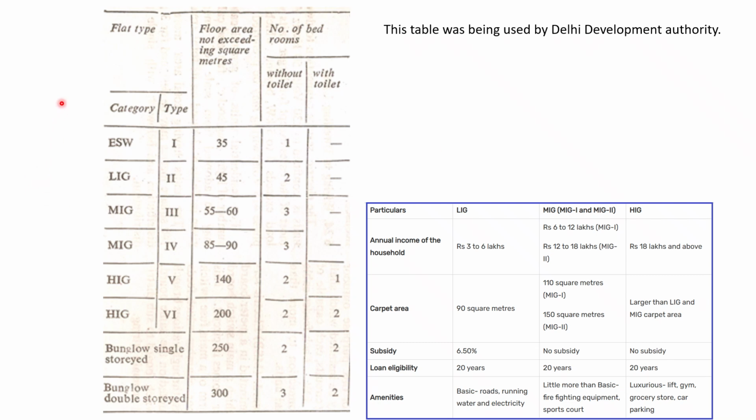Friends, previously DDA had a different type of classification system, which is described here. EWS means economically weaker section, and under that type 1 having floor area of 35 square meter, and it describes with toilet, number of bedrooms. For LIG, MIG, HIG, high income group, bungalow single story, they have given the floor area and number of toilets.